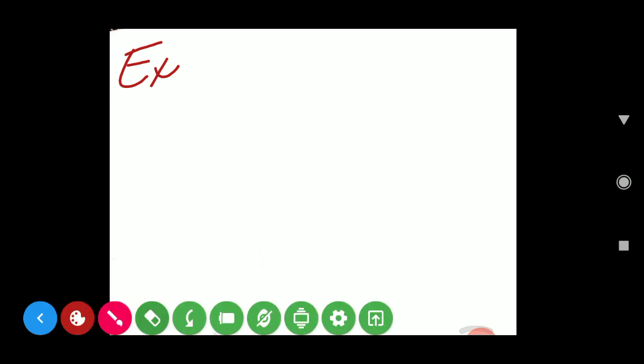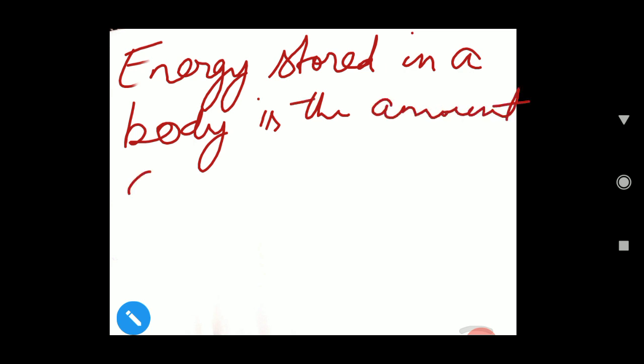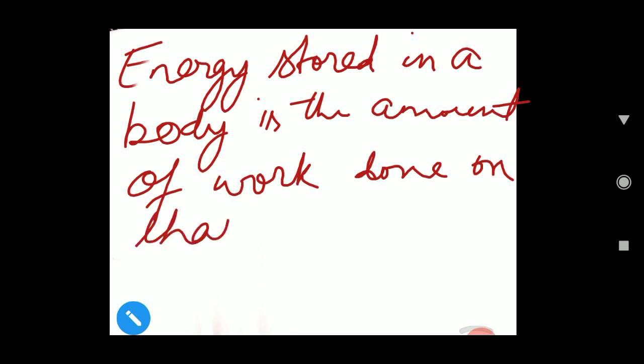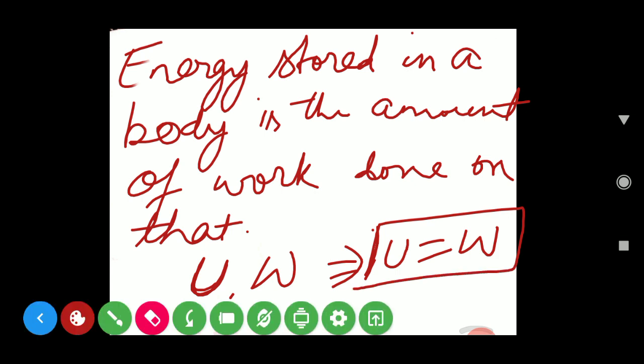What is the amount of energy stored in a body? You have studied earlier in your lower classes that the energy stored in a body is the amount of work done on that. Okay, so if U is the internal energy of a body and W is the amount of work done, then U equal to W means the energy stored in the body will be equal to the amount of work done on that. Okay, and what is the formula of work done?